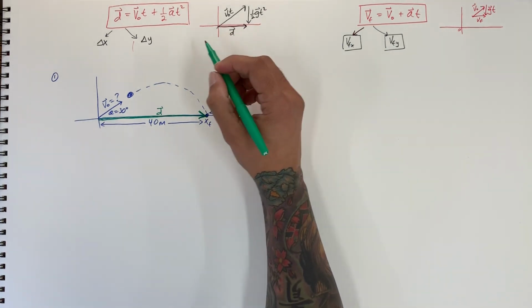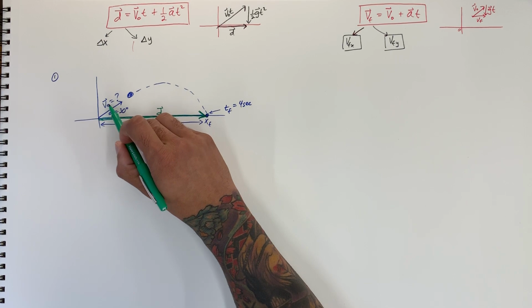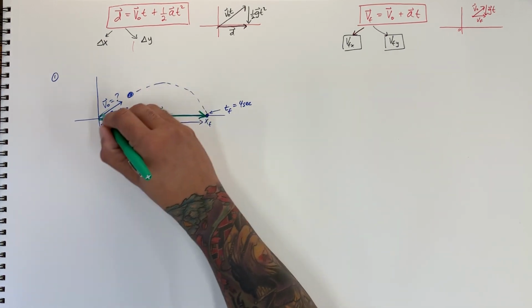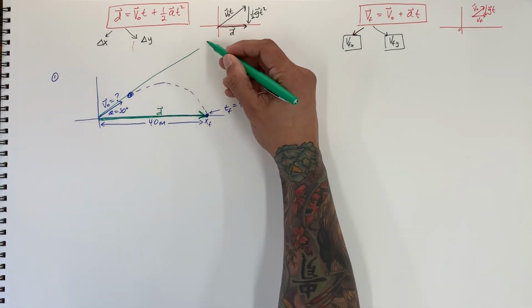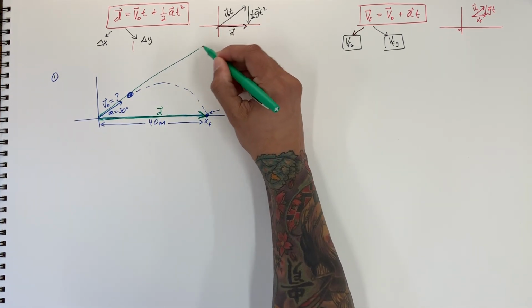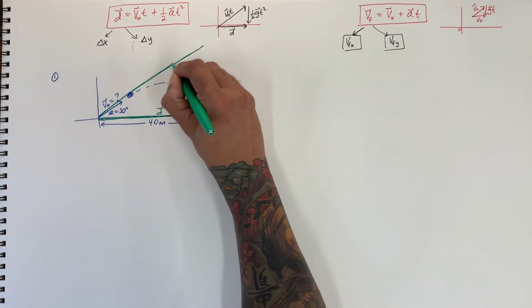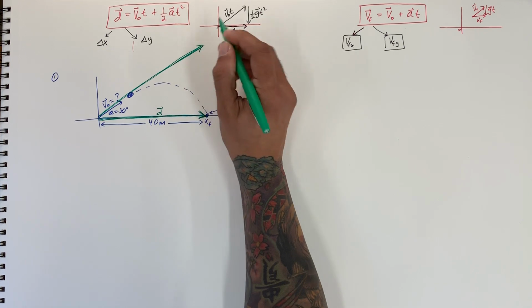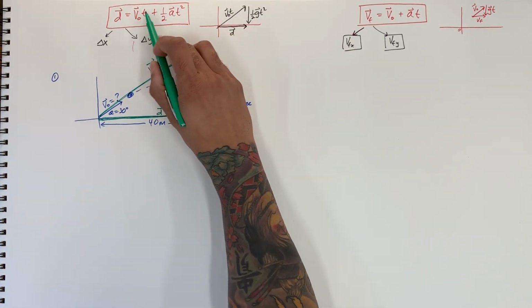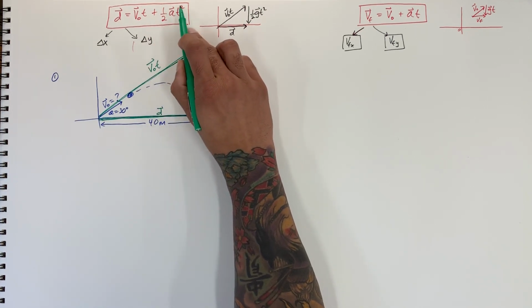Then we're gonna point the next vector, velocity initial times time, in the direction where initial velocity is going, all the way until we have a vertical line here. So we'll stop right there. So we're drawing a vector here that represents V naught t, right? So that's this term in our vector equation. And then now we need the last term.